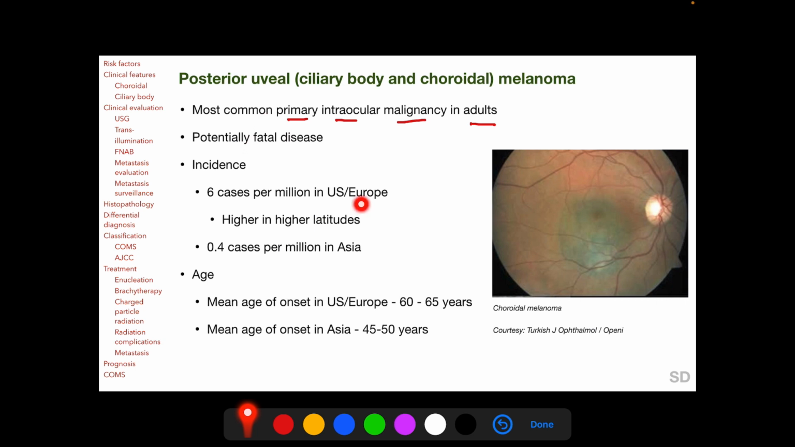Incidence in Western countries has been reported to be 6 cases per million, and the incidence is higher in higher latitudes in those countries. However, in Asia, incidence is reported to be tenfold lower at 0.4 cases per million. Mean age of onset in Western countries is 60 to 65 years of age, but mean age of onset in Asian countries is reported to be much lower at 45 to 50 years of age.